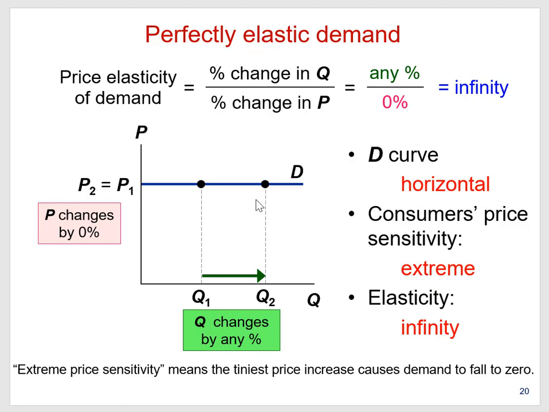Now, perfectly elastic demand is the diametrically opposite case of the perfectly inelastic demand curve. Now notice this, that the demand curve is horizontal. It's perfectly horizontal. A slight change in price will command a really high change in quantity demanded, and so the consumer's price sensitivity will be very high or extreme, and elasticity as a result will be infinity or a very large value here.